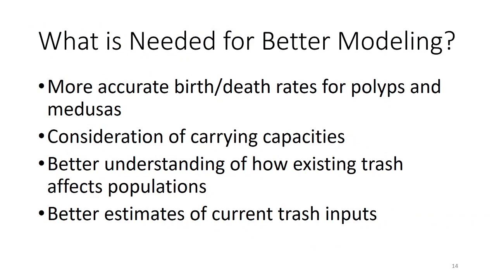So some questions that we have to try to answer for better modeling. First of all, what are the actual birth and death rates of the polyps and the medusas? Can they reproduce so quickly that if we kill a lot of them they're going to recover? Because that is really helpful to know. Or can they not? If you get them down to a critical number, are they not going to end up recovering? Should there be some consideration of carrying capacities in the model? It seems like we're probably not hitting them at all, so it may not matter.